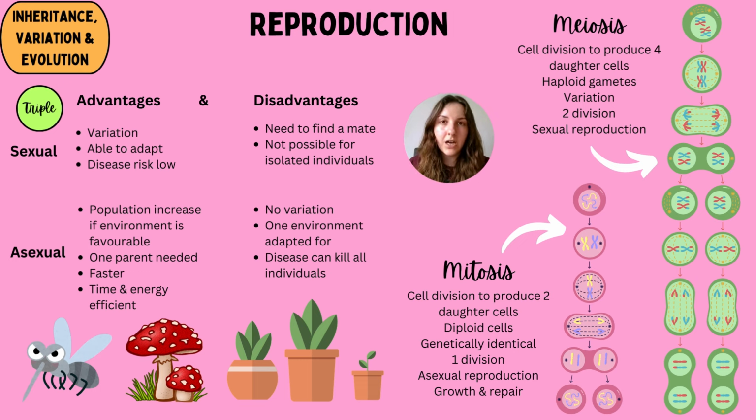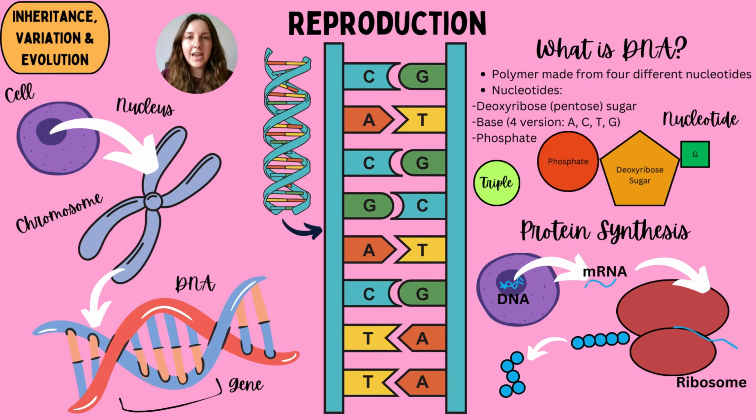Chromosomes are tightly packed parts of DNA that contain genes, which are small sections of that DNA. Now, if you are a triple scientist, you'll need to know that DNA is made up in the shape of a double helix, and is made up of 3 components, which together we call a nucleotide. A nucleotide has a deoxyribose or pentose sugar. It has a base, of which there are 4 different versions: A, C, T, and G. A and T bond together, and C and G bond together. Phosphate groups are also the backbone of that double helix. Those 3 components make up that nucleotide.